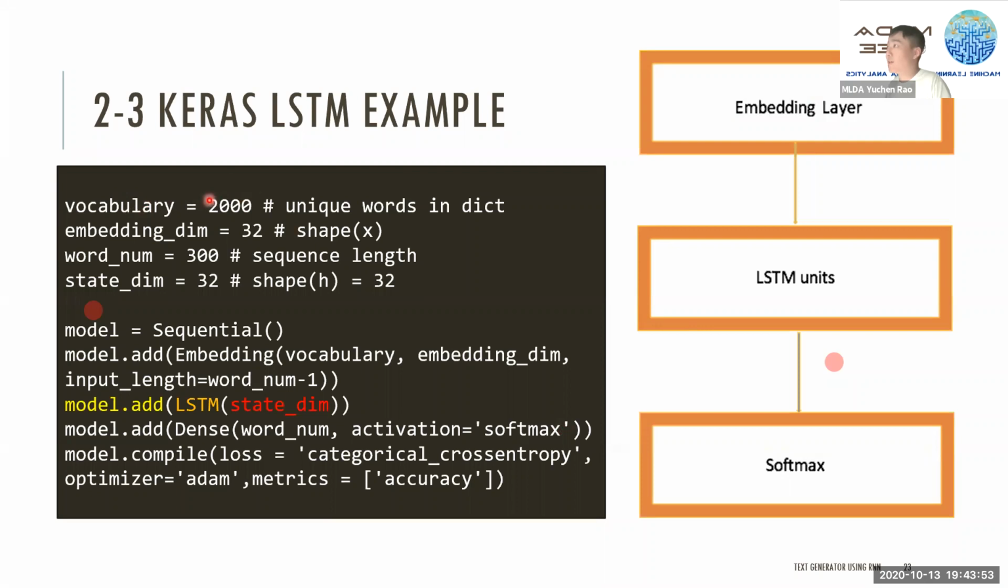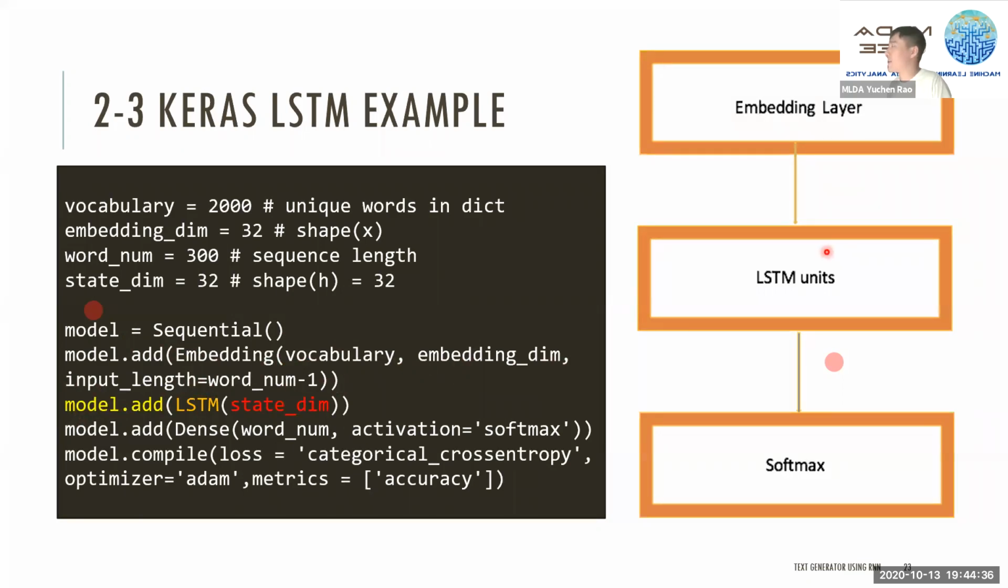So let's see the code here. For example, this one has a vocabulary of 2000, which is the unique words in the dictionary. And for the shape, which is our embedding dimension, I've covered in previous slides. So we have the word now, which is a sequence length, and the shape of our hidden layer. So we call a Sequential model from the Keras library, and we add layers here.